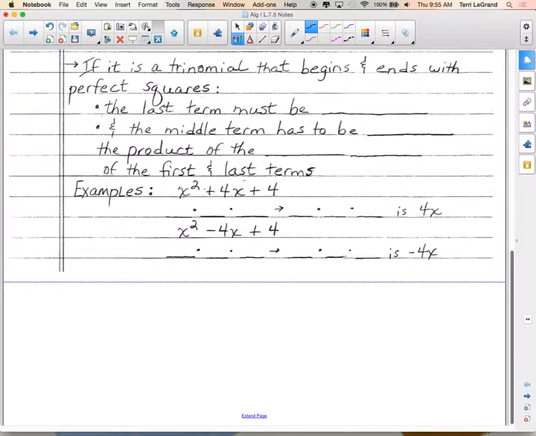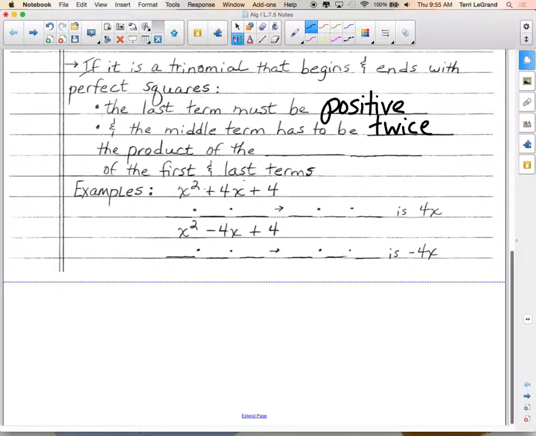Okay, now what if we have a trinomial, and this trinomial begins and ends with perfect squares? Here's the test it has to pass. Besides starting with a perfect square and ending with a perfect square, the last term must be positive. We have to have a positive c value. It can end in subtraction. And the middle term has to be twice, or double, if you want to use the word double.